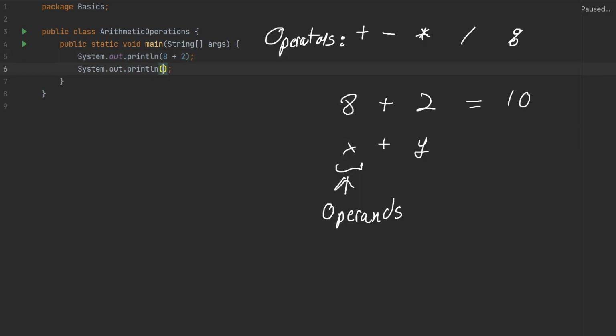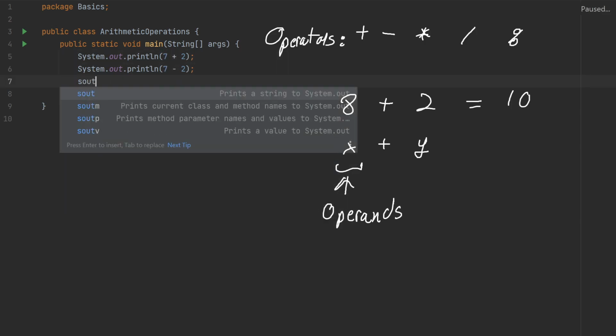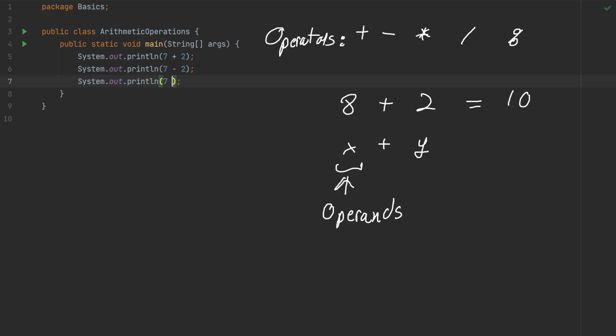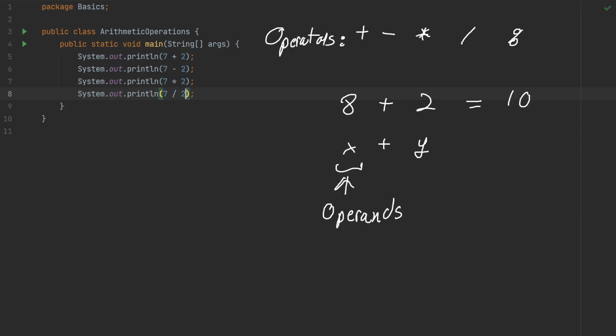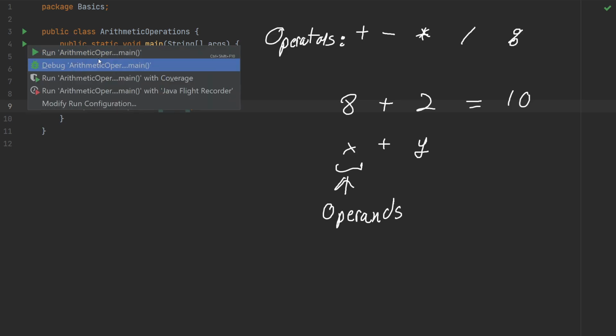Let's do that again with 8 minus 2. Let's change the number a bit. Let's make it a bit more fun. Let's do 7 multiply 2, and 7 divide 2, and one more, 7 modulus 2. Now, if you're smart enough and you know all this, pause the video, figure out what the values of each of these are, and then continue the video because we're about to press run. And most of these, you probably guessed right.